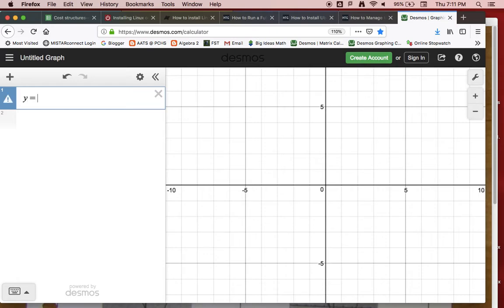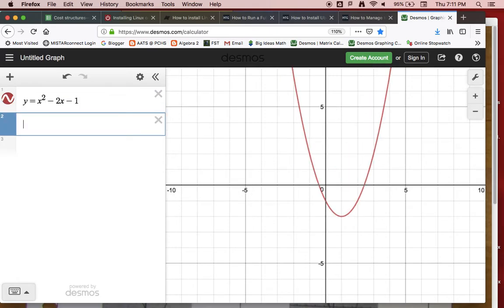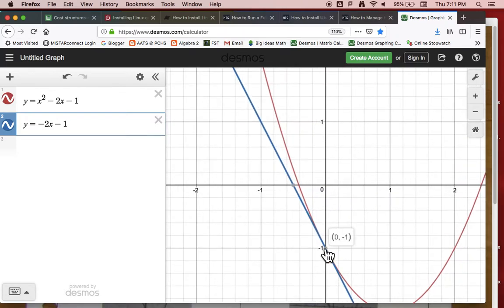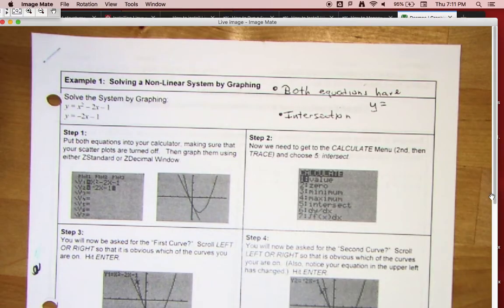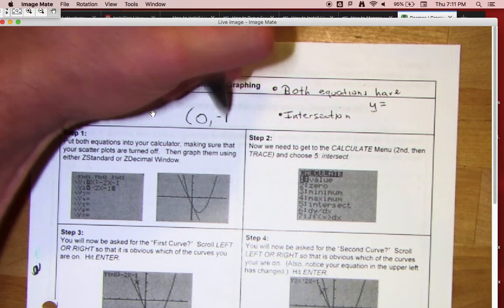So our first equation, y equals x squared minus 2x minus 1, and it looks like that. And our second equation is y equals negative 2x minus 1. So what you're looking for is where they intersect. We got to get really, really close. Looks like it only intersects in one spot right there, which is 0, negative 1. So how do we solve the system by graphing? The answer is going to be the intersection point, which is 0, negative 1.